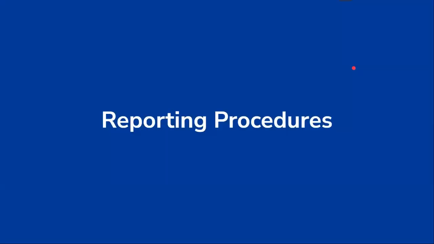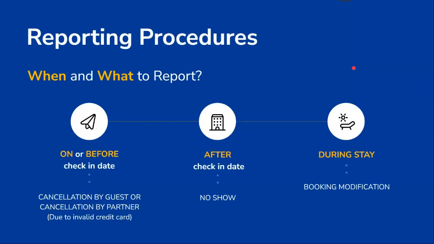So what are some of the reporting procedures? When and what to report? Cancellation by the guest, or cancellation by the partner due to an invalid credit card, has to be done on or before the check-in date. Very important. The no-show can be marked only after the check-in date. And during the stay of the guest, you can do a booking modification, not before or after.